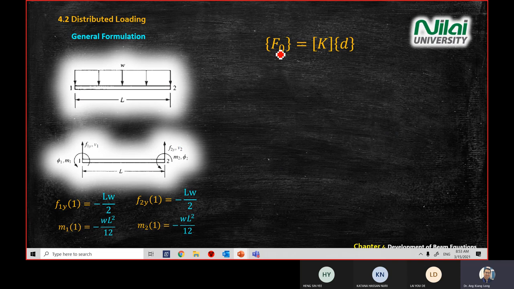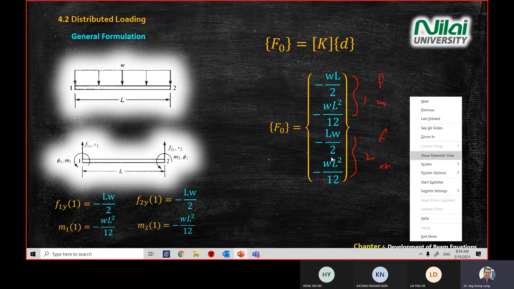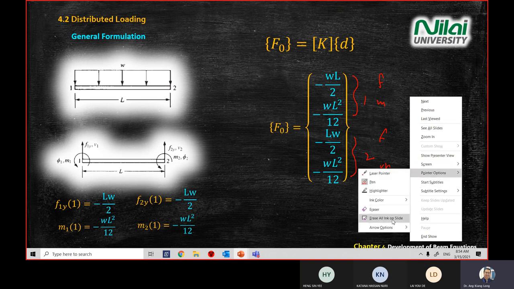Then you put all the nodal forces and moments inside this matrix form. So we will have F0 equal to F1y, M1, F2y, M2. We have the first point, the second point. So we start with the force and moment. If you can't recall all these numbers, refer to table D, because we have a distributed load, you just refer to table D.